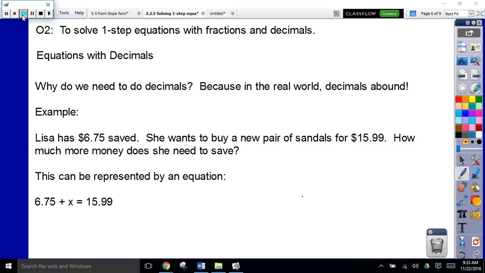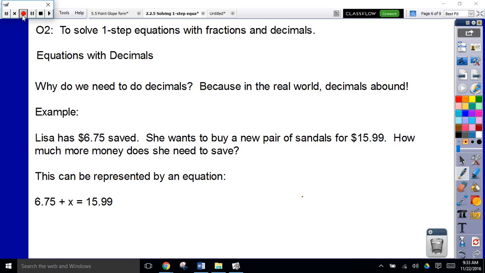Objective 2 is solving one-step equations with fractions and decimals. We're going to start with decimals. We need decimals because when we're doing real-world problems, we have lots of decimals. Most problems are not just simple whole numbers all the time. We've got a lot of decimals.